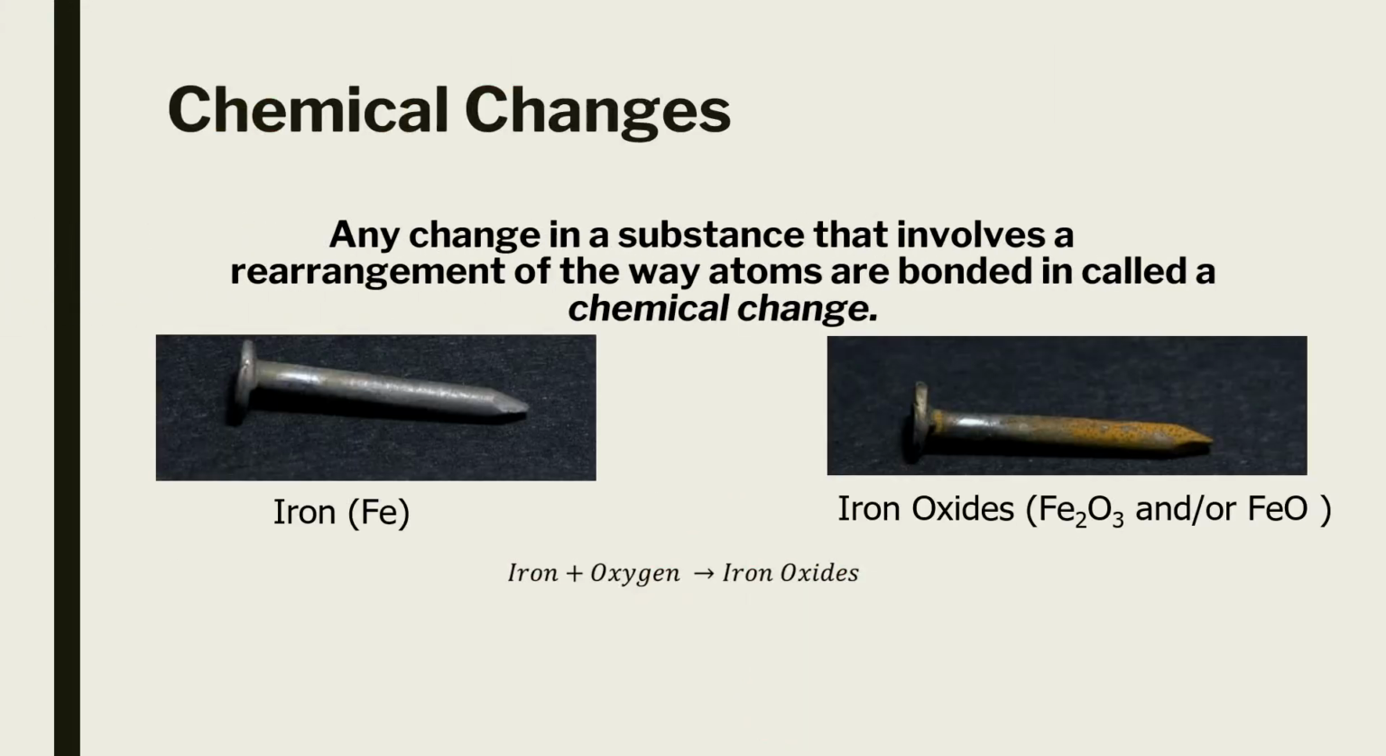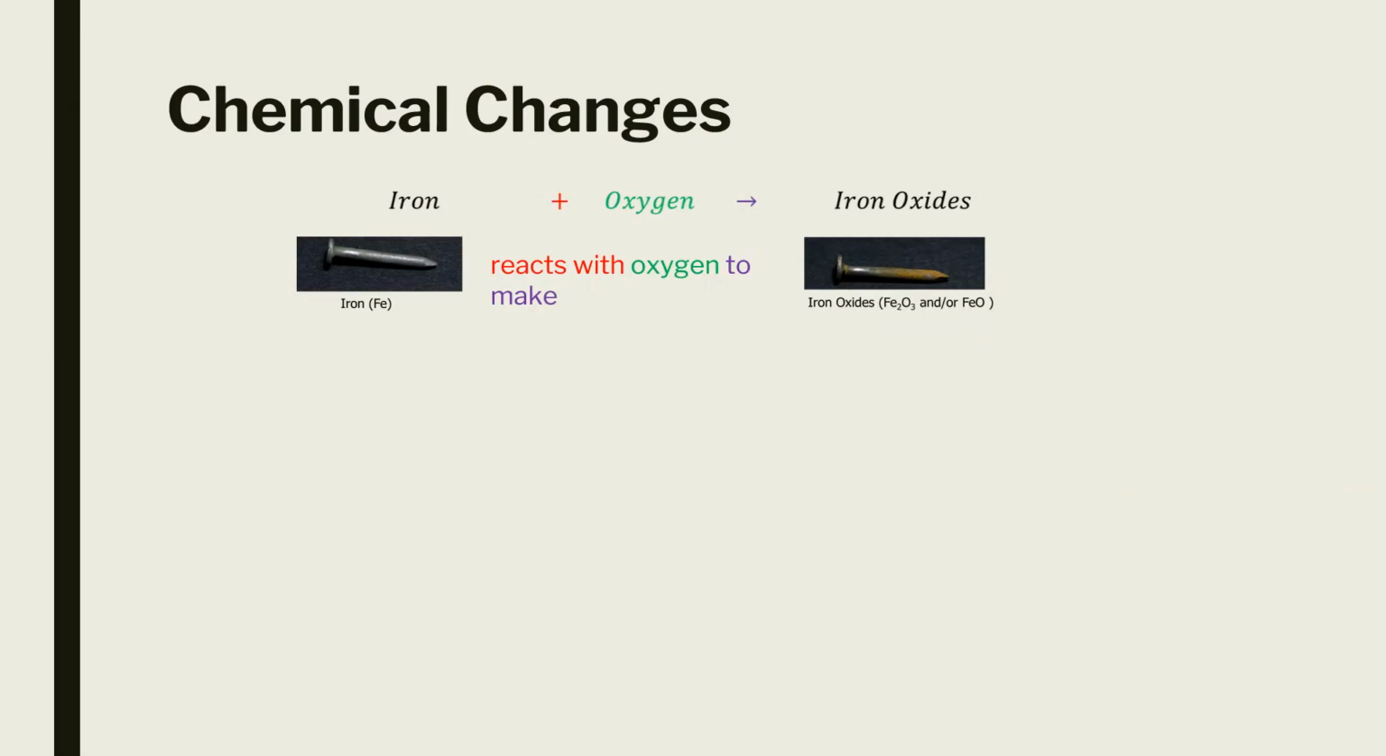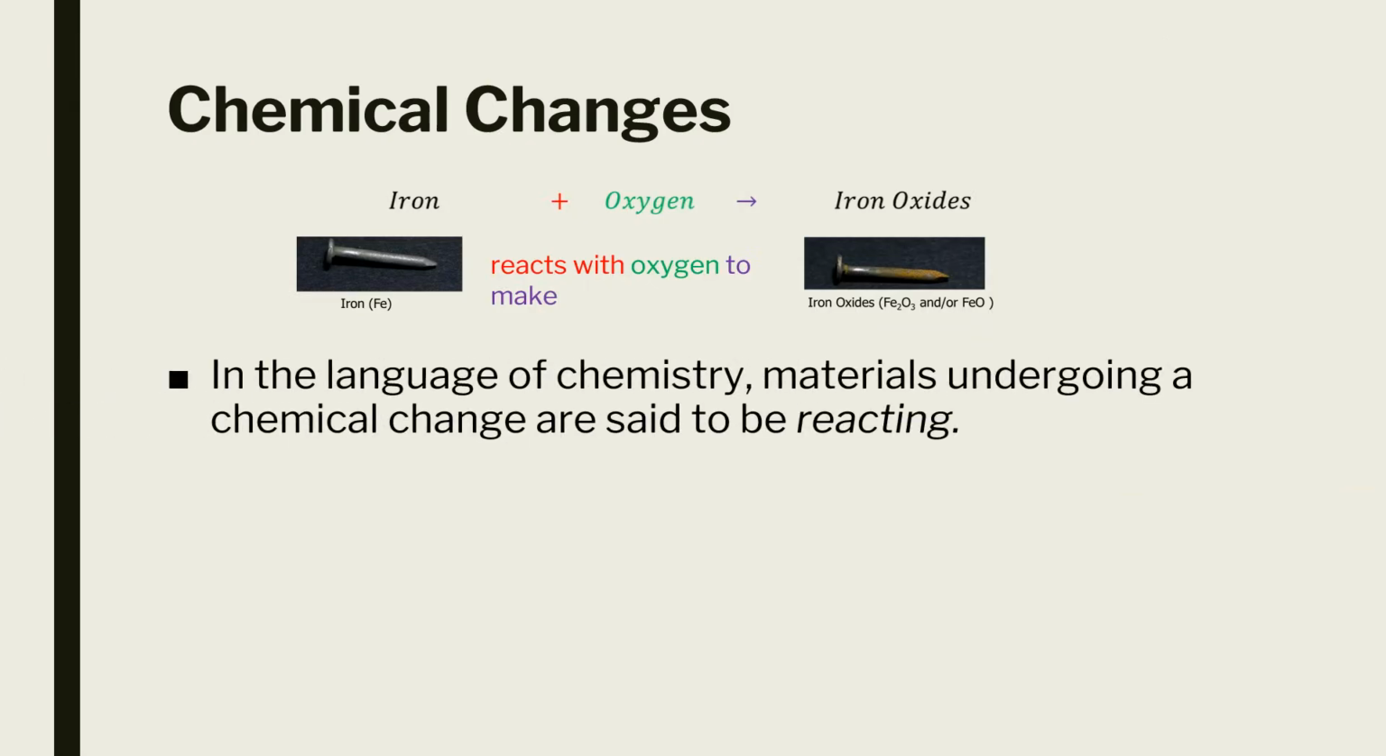Other chemical changes, we talked about the iron becoming iron oxides. That rusting is a chemical change. In chemistry, when materials undergo a chemical change, they're said to be reacting. The iron reacts with oxygen to make the iron oxides.